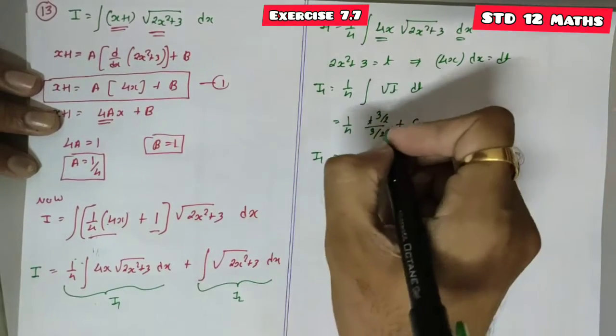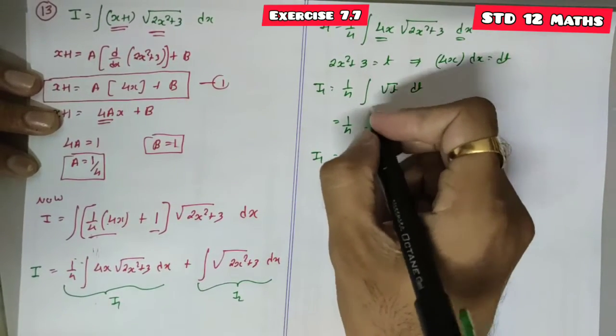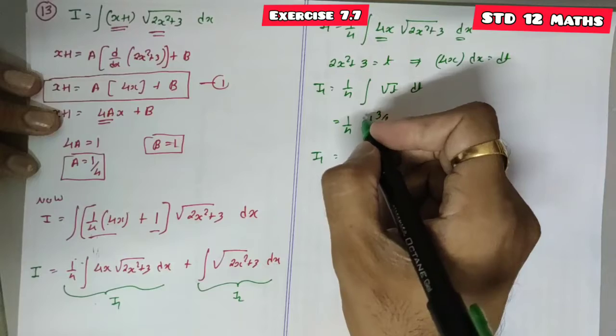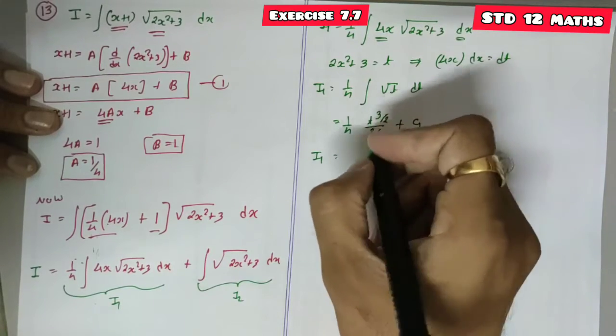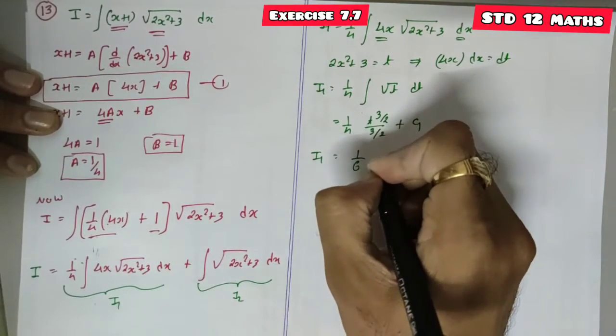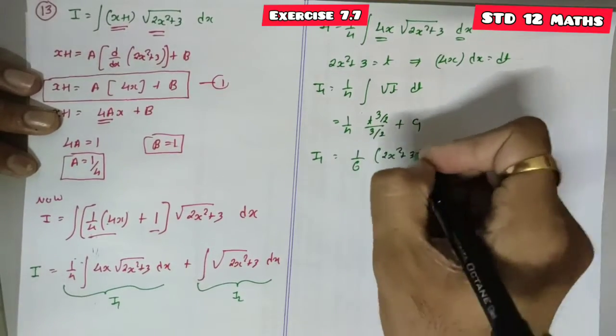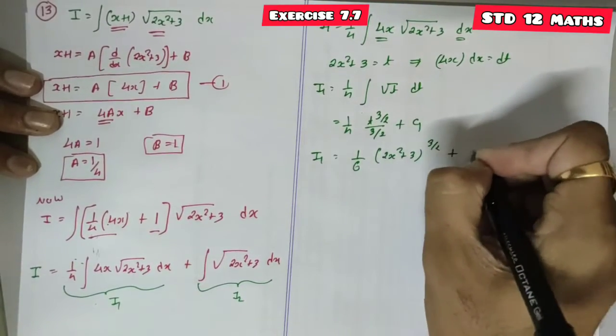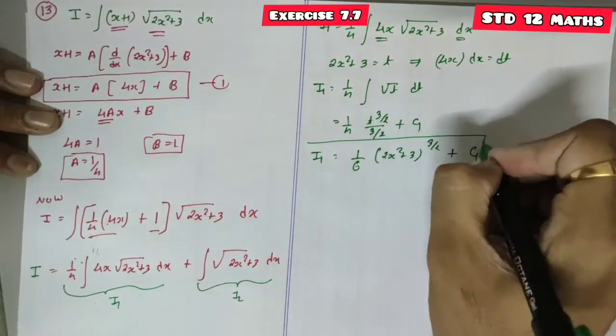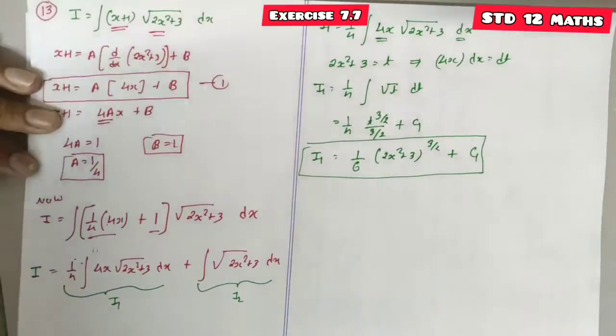So integration I1 is 2 will go in the numerator, 3 in the denominator, again cut, so it's 1 by 6 t, and t is (2x square plus 3) raised to 3 by 2 plus c1. This is our I1.